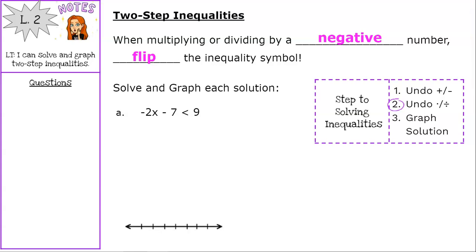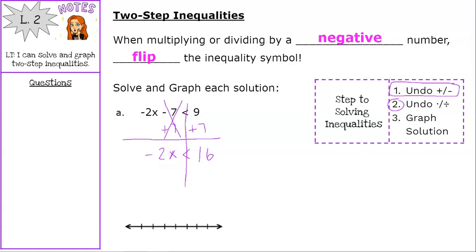So solve and graph each solution. We have the inequality negative 2x minus 7 is less than 9. We're going to draw our line where the inequality symbol is, and then we're going to start with step 1, which is undo addition and subtraction. We have minus 7, so we're going to undo minus 7 with a plus 7 on both sides. The 7's cancel. What's 9 plus 7? That's 16. We still have a less than symbol, and we have negative 2x on the left-hand side.